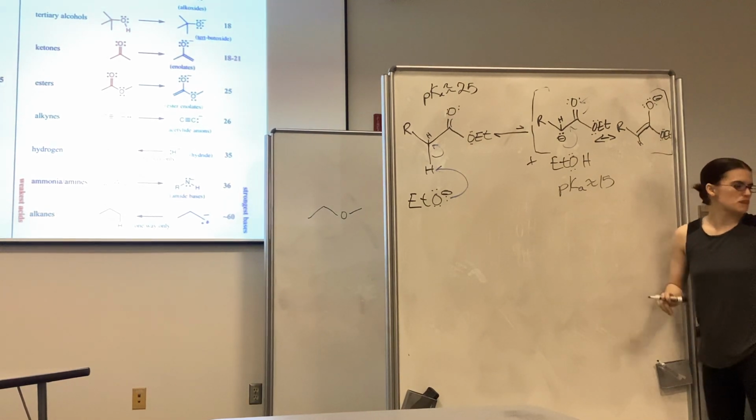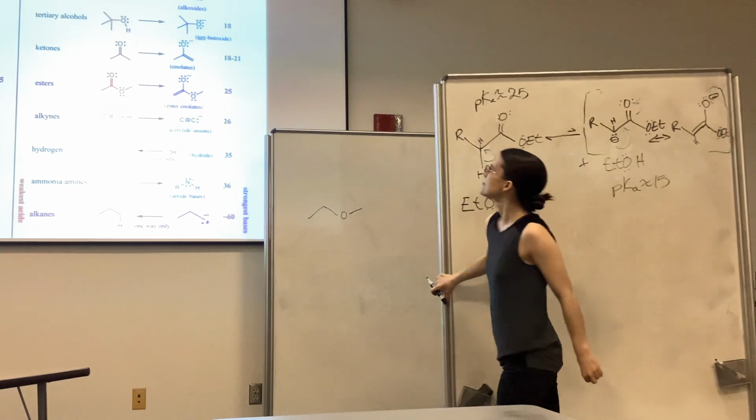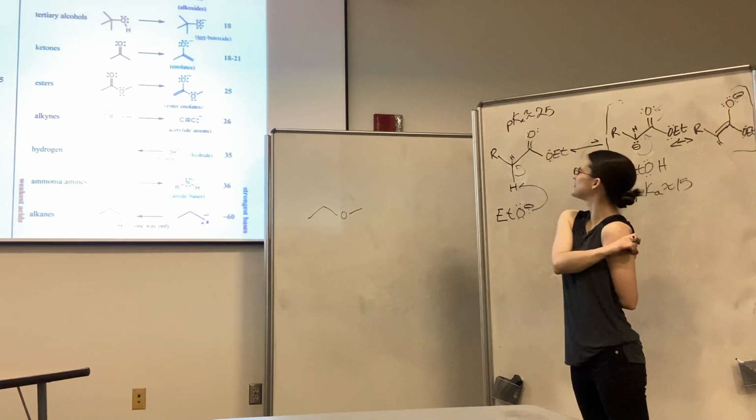I'm just still a little confused, because that ester enolate up there says 25. How is that different from the one on the right that you're showing us?